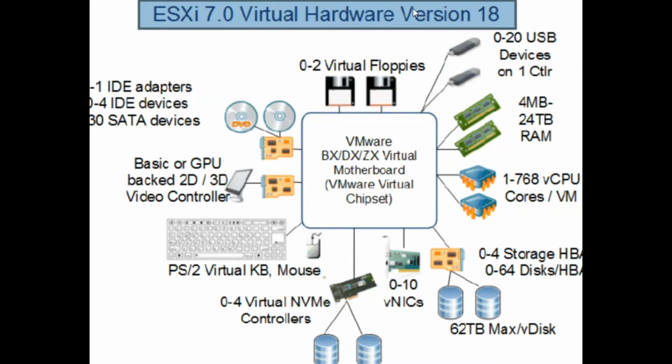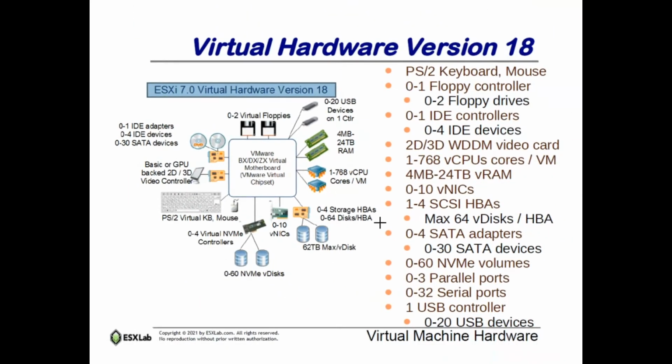So moving on to storage, what I can have is up to 4 storage controllers with up to 64 virtual disks per controller with up to 62 terabytes per disk. That gives me the capacity for an awful lot of storage. Okay, now I'm probably not going to need all of that, but my VMs can scale up if they have to. I can have up to 10 virtual NICs plugged into different LAN segments. I can have up to 4 virtual NVMe controllers, and those virtual NVMe controllers would connect to virtual NVMe disks. And as you can see, I can have up to 60 NVMe disks.